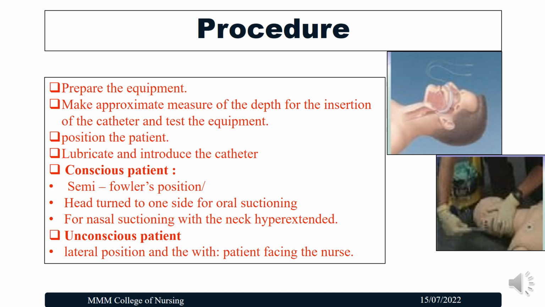Initially we have to prepare the required articles for the suctioning, make an appropriate measurement of the depth of insertion of the catheter, and test the equipment. We have to test whether the wall mount or the portable suction is functioning or not. How much depth we have to insert the catheter should also be measured. Then we need to position the patient, then lubricate and introduce the catheter. While positioning a conscious patient, use semi-Fowler's position with the head turned to one side for oral suctioning, and for nasal suctioning with the head and neck hyperextended. For an unconscious patient, we can provide a lateral position, with the patient facing the healthcare provider giving the suction.